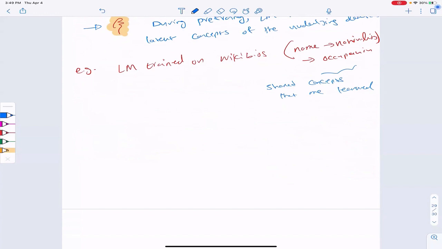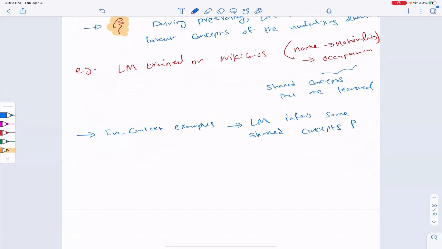And they argue that with in-context examples, the language model infers some shared concepts from those examples. And this is one way to think about why such examples can be helpful. And they have some theory, but in a very simplistic setup that I won't cover.